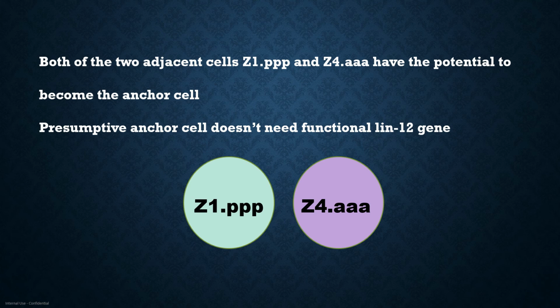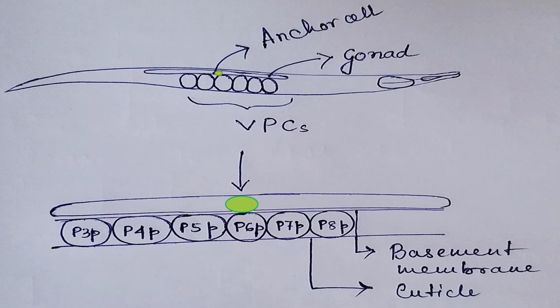During a particular time in larval development, the cell that by chance secretes more LAG2 causes its neighbor to cease the production of the differentiation signal, LAG2, and increase production of Lin12 proteins. Thus the cell secreting LAG2 becomes the gonadal anchor cell. The cell that receives the signal through its Lin12 protein becomes the ventral uterine precursor cell. I would request you to pause the video and take down the diagrams and take your notes as and when required.